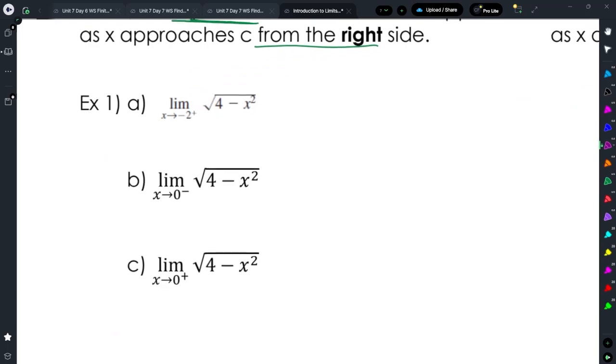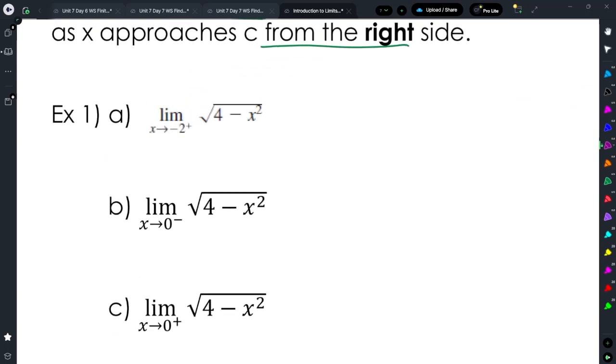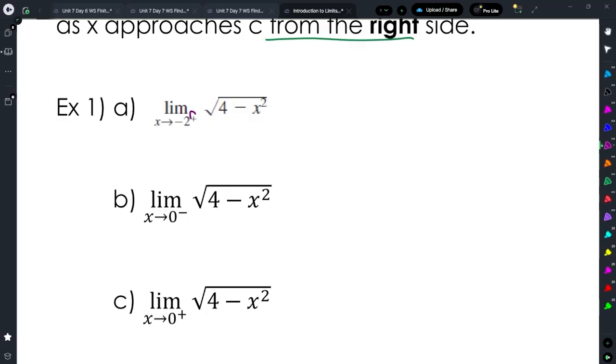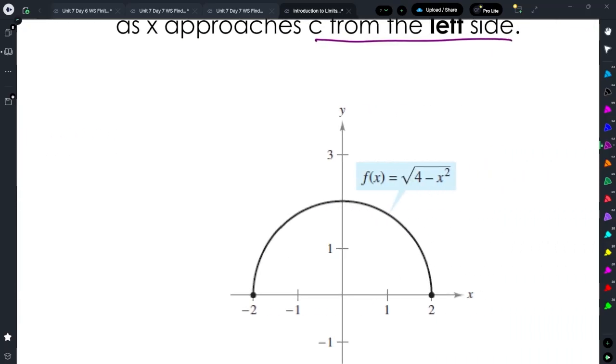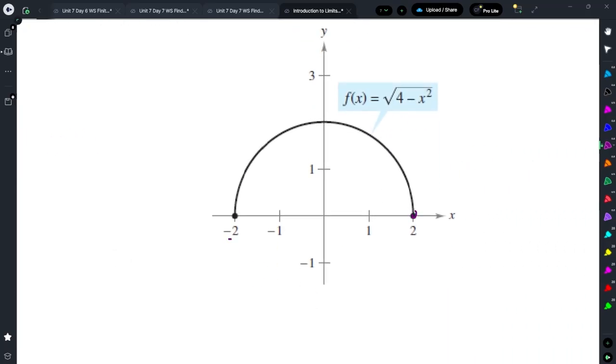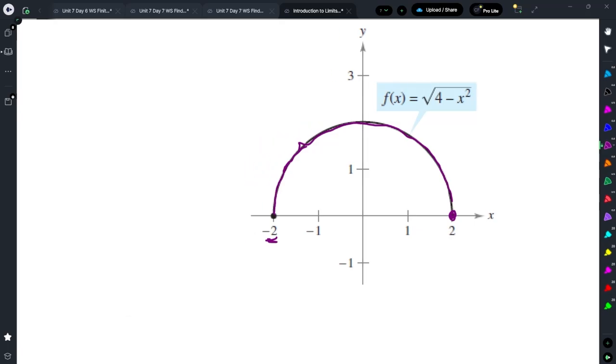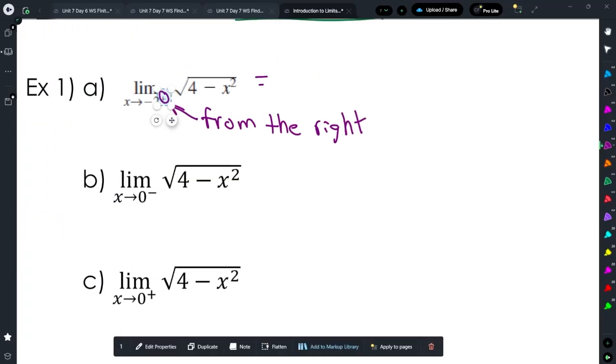So we have the limit as x approaches -2, and this positive sign right here means from the right. So here is x equals -2. Now if I start over here at positive x values and I trace the graph and I get closer and closer to the x value -2, my y value is getting closer and closer to the x-axis, or 0. So that limit would be 0.